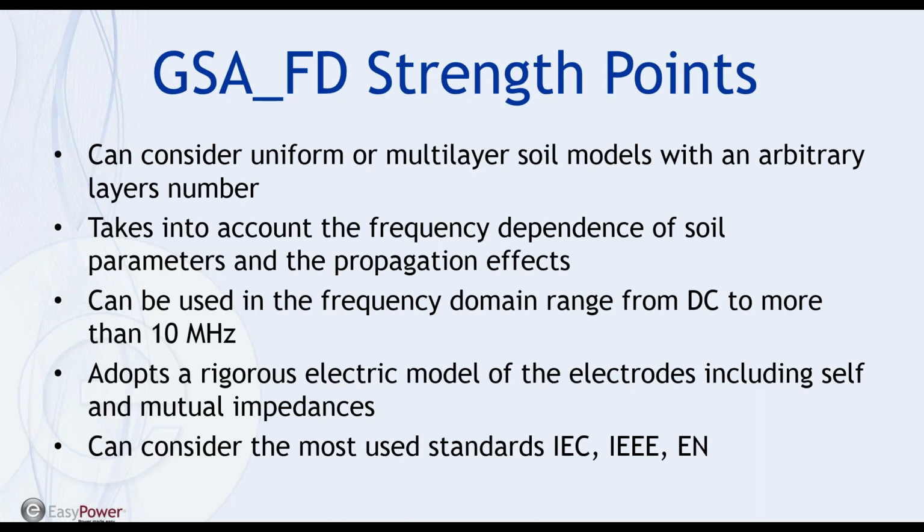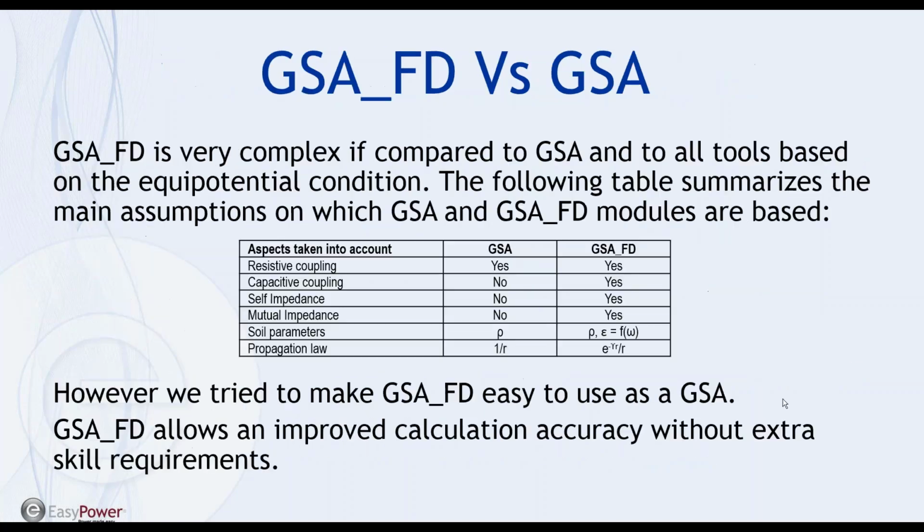Neglecting the mutual impedances can lead to errors over 20% in calculation. GSA FD accuracy can allow significant cost savings in grounding system construction and materials. Finally, GSA FD can consider the most used standards: the international standard IEC, the American standard IEEE, and the European standard EN.